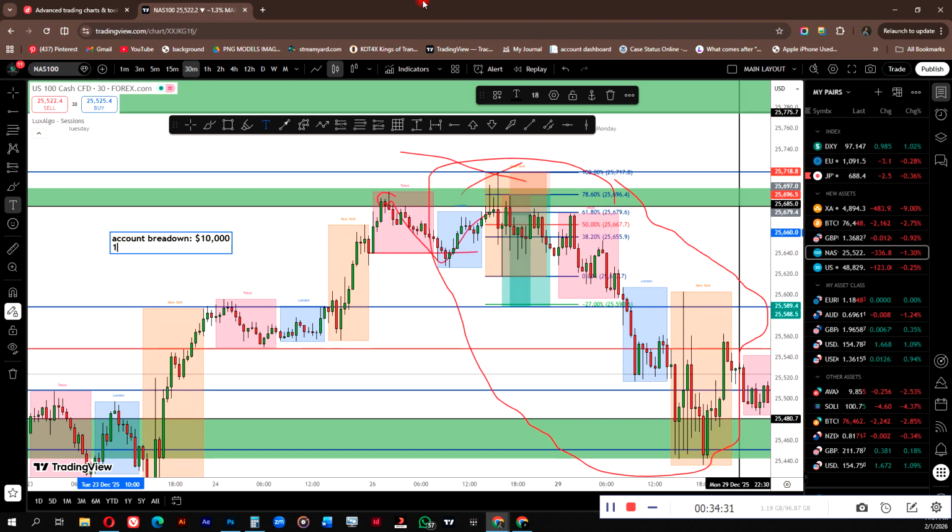Risking 1% on this prop firm means that you're going to be risking what? $100. Right? Okay, fine. Now let's share the risks, right? 0.5% over 0.5%, right? Which means that is roughly about $50 per each trade. $50 per each trade that you take.